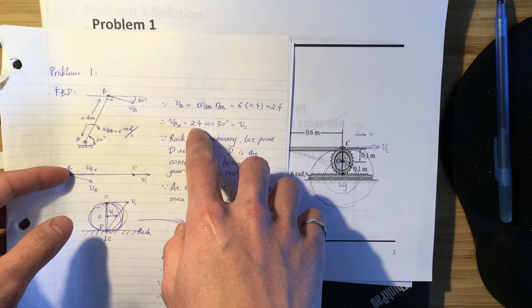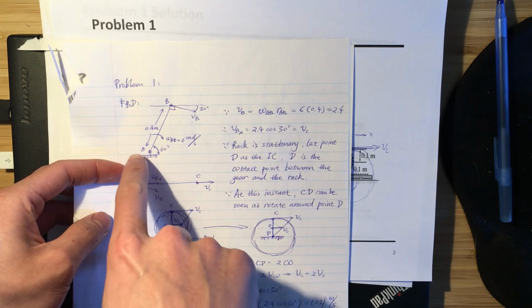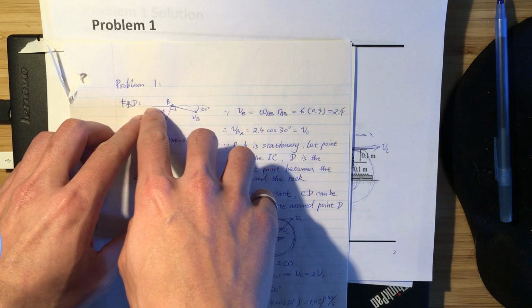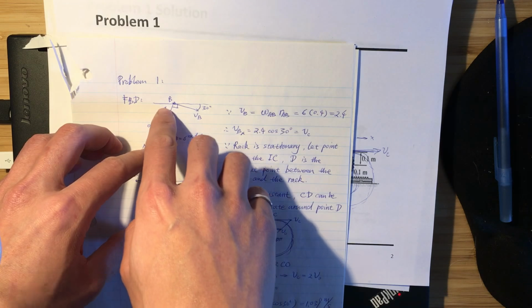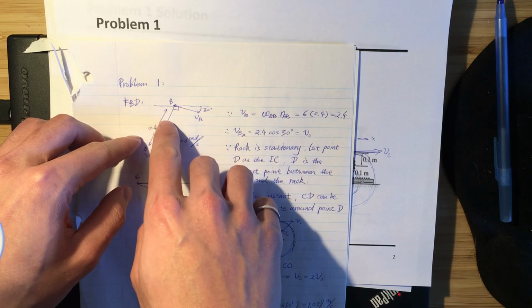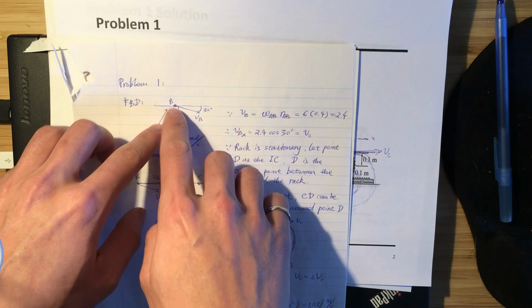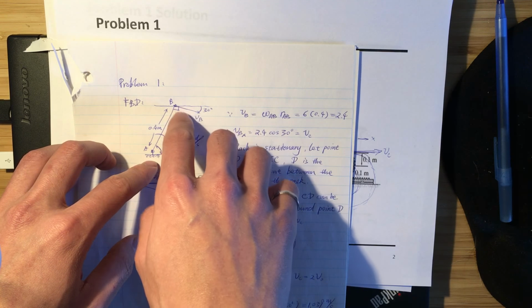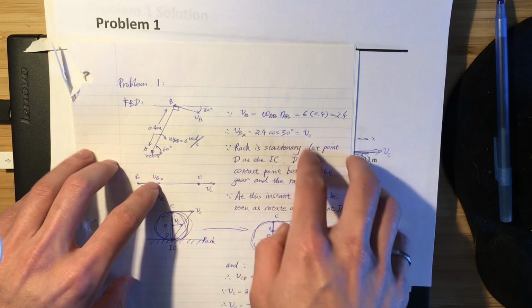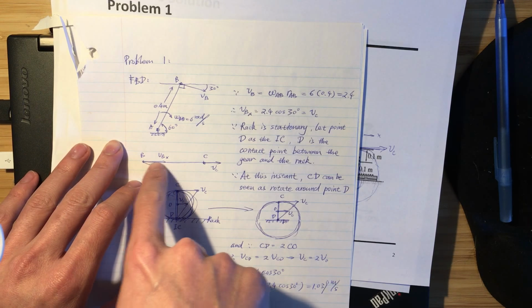VBX is equal to 2.4 cosine 30 degrees. Why is it 30 degrees? Because BA and the ground form a 60 degree angle. That means you draw an imaginary line through point B, and the angle between this imaginary line and AB is 60 degrees, and because this perpendicular is normal, it is 90 degrees. So 180 minus 90 minus 60 is 30 degrees. Then it is 2.4 times cosine 30 degrees, and you get VBX.